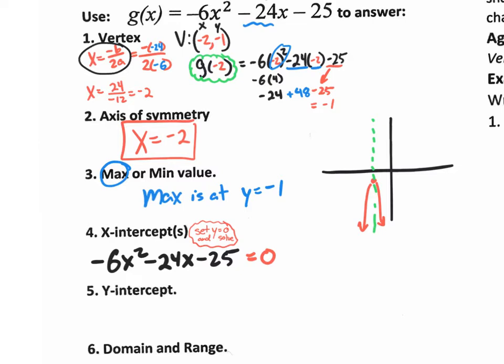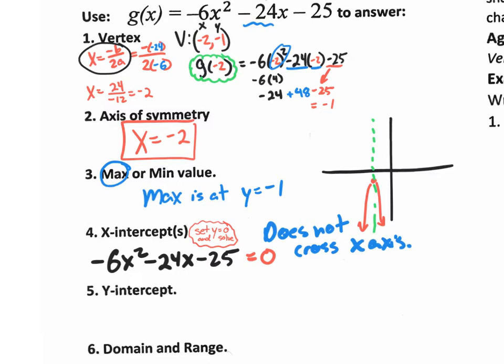But what do I know about the x-intercepts of this parabola based on the sketch that we have? It doesn't cross, right? So it does not have x-intercepts. So we could put number 4, does not cross x-axis.